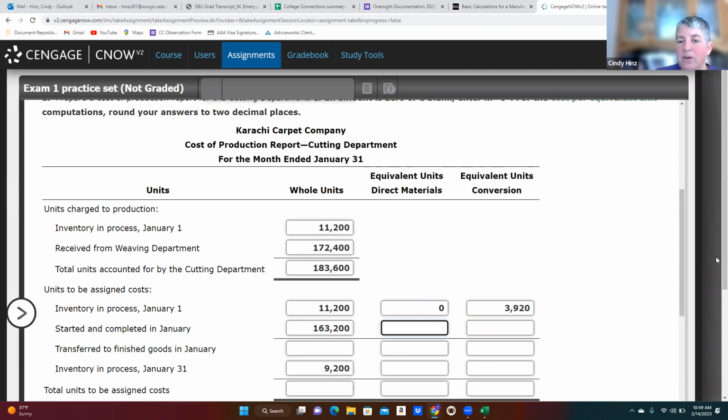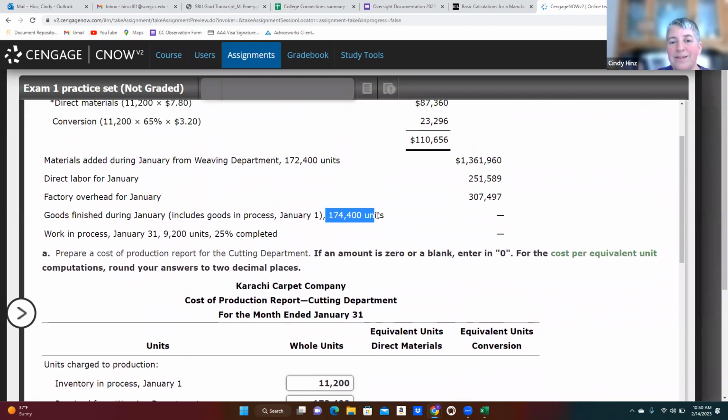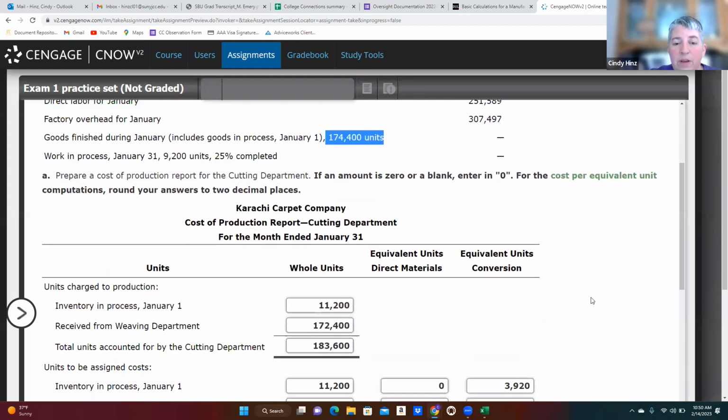How much of the cost did we incur in January? All of it. We did all the work. We added all the direct materials and all of the conversion costs, all of the direct labor, all of the overhead for those units. So we first finished up the beginning inventory, then we had some units started and completed. If we add those two together, we get 174,400 units were transferred to finished goods in January. That is consistent with what the exercise tells us. Didn't need to tell us that, but we could have figured that out on our own.